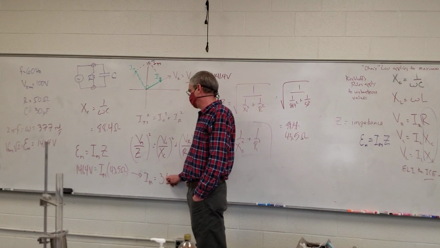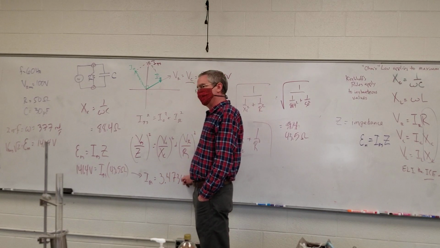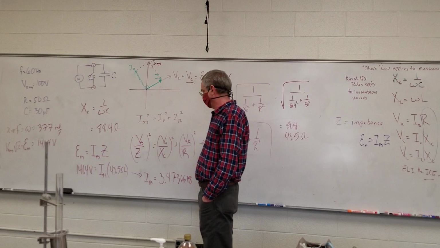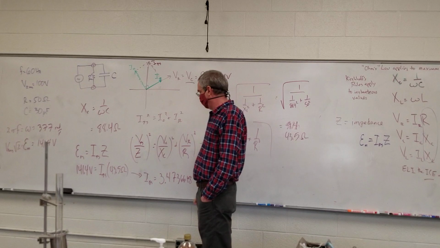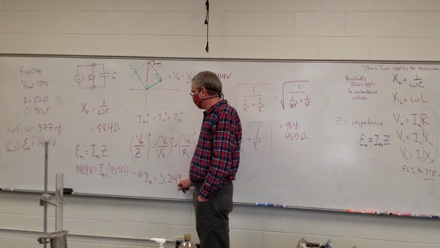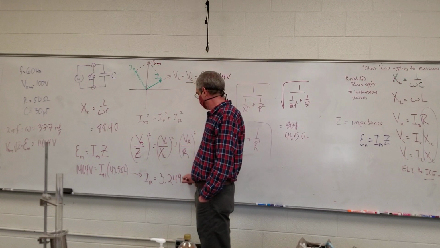3.47. Okay, I was confused about 3.249. Right, because it's just the 141.4 divided by 43.5. Yes. I got 3.25. I think I didn't round the 43.5.